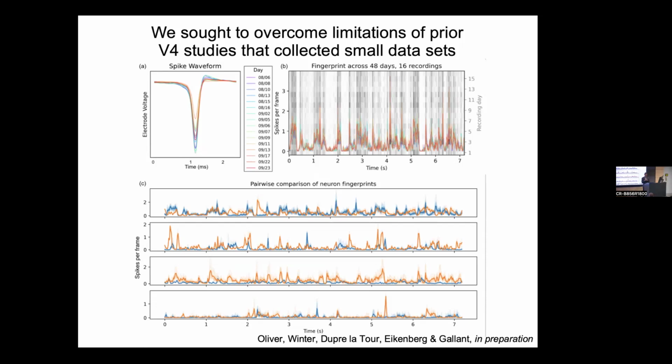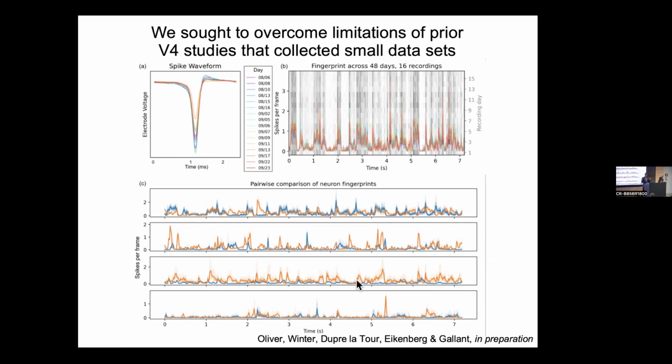We put Utah arrays into area V4, and we recorded for months from single neurons. Now, if you record from a single neuron over months, what you'll find is that the waveform of that neuron will change on your electrode. That's shown on the upper left here. These are different days, and it's shown in these different colors. And the reason the waveform is changing is because the electrode is actually moving in the brain, or you're getting gliosis around the electrode tip, and so the conditions of recording change. So because of that, most researchers never combine data across days because they're worried that they have different neurons on the electrode tip.